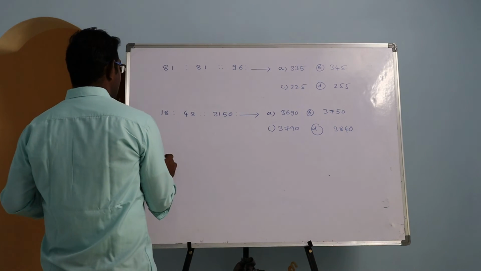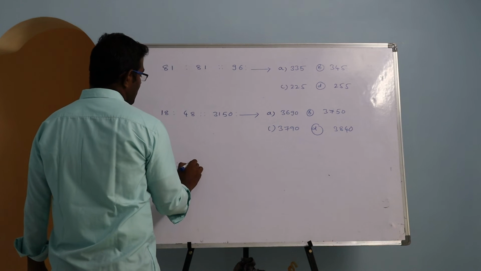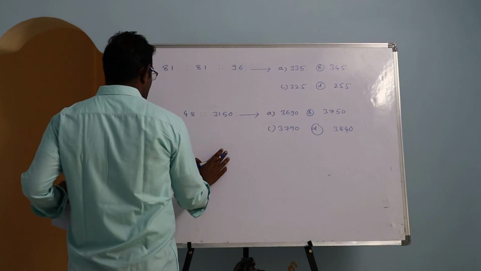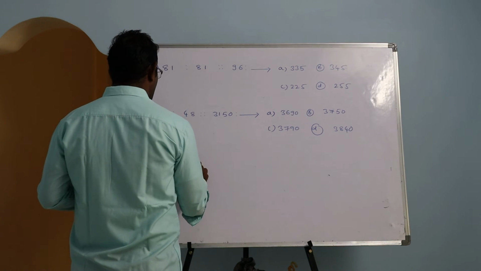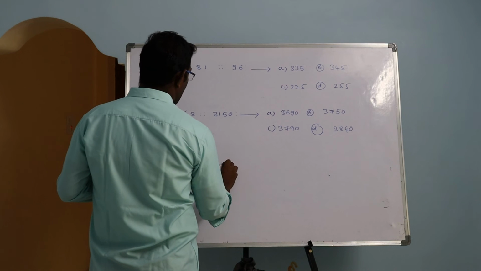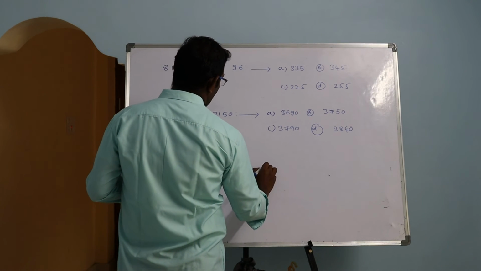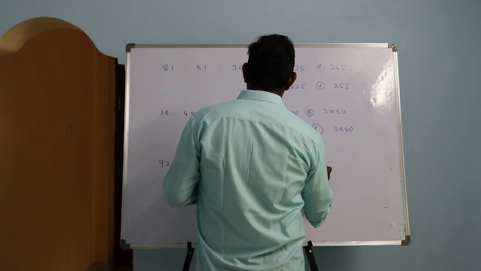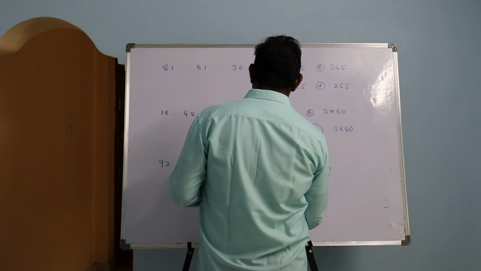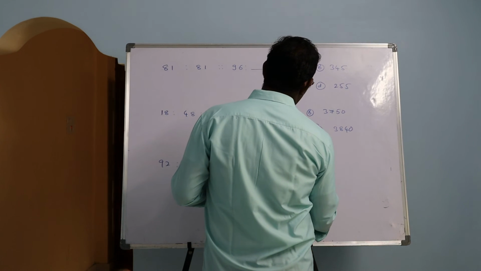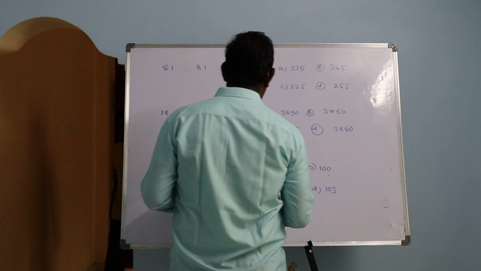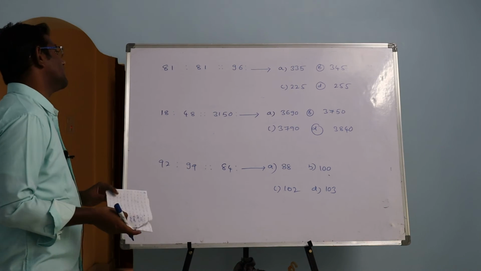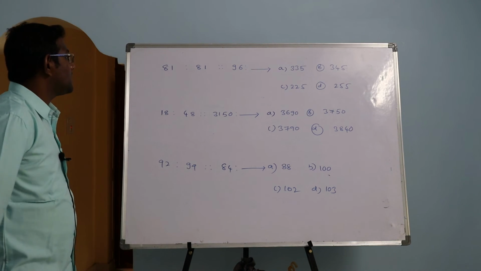Next bit, sir. 92 is related to 99 as 84 is related to dash. Option A is 88. Option B 100. Option C 102. Option D 103. You can observe it, sir.